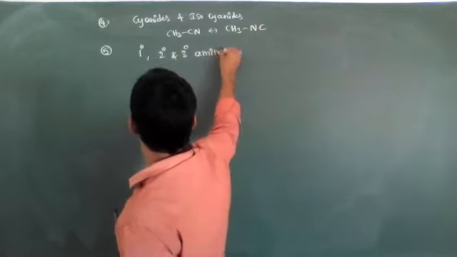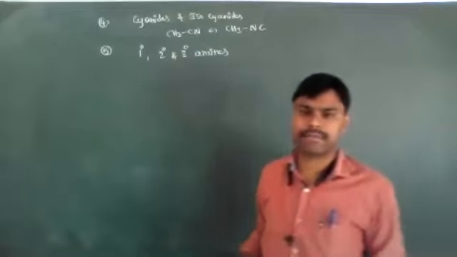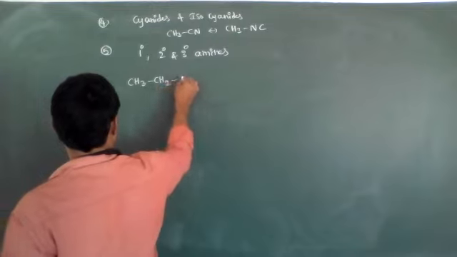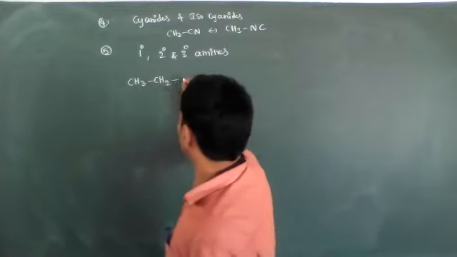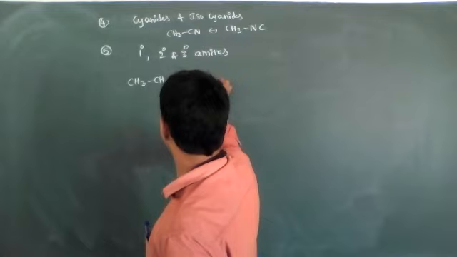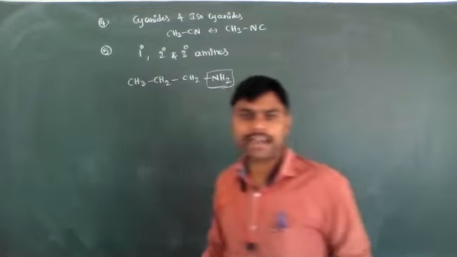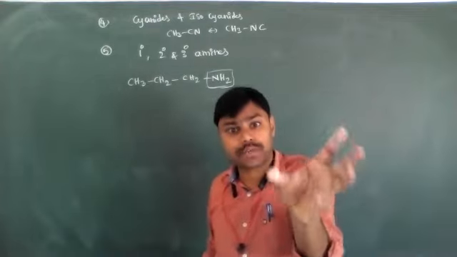I will give you one example related to primary, secondary and tertiary amines. It's very easy, dear students. Let's see a 3 carbon primary amine: CH3-CH2-CH2-NH2. Like this, organic compounds having an NH2 group present.